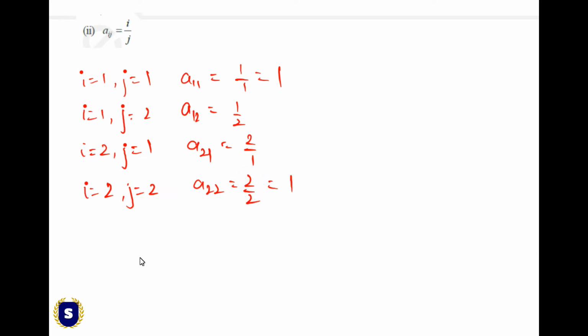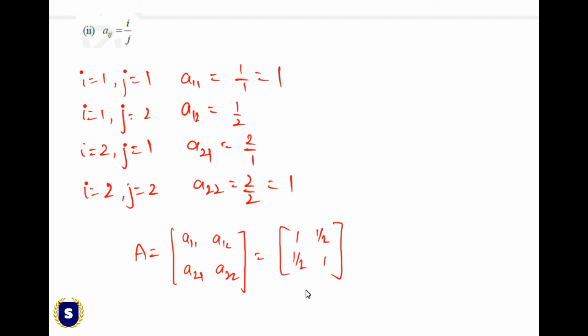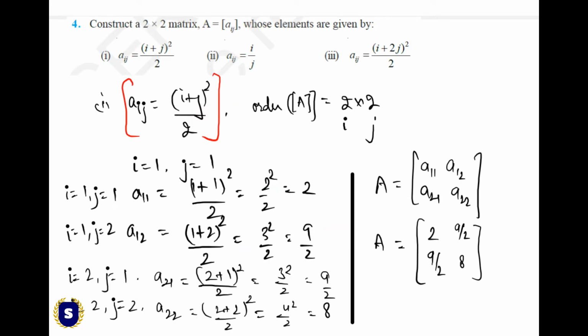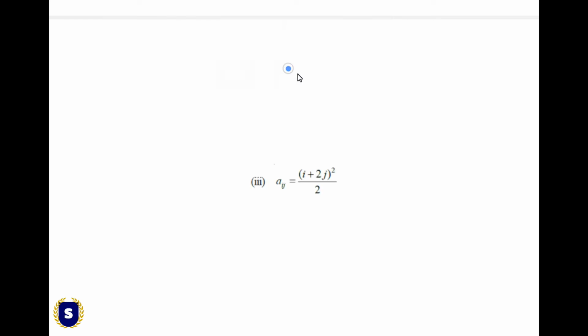Okay. In this case, matrix A will become A11, A12, A21, A22. This is equal to 1, 1 by 2, 1 by 2 and 1. Right? Let us now do the third part, where Aij is equal to this given formula.